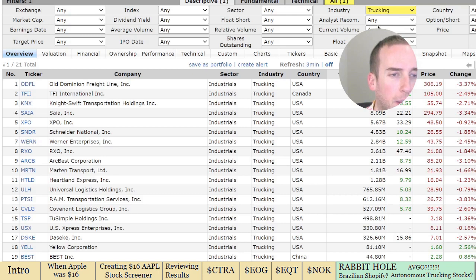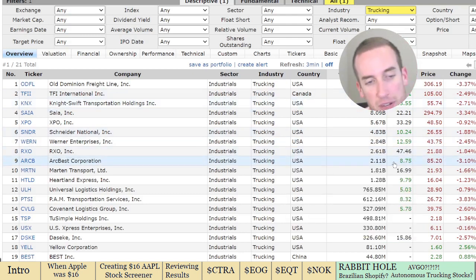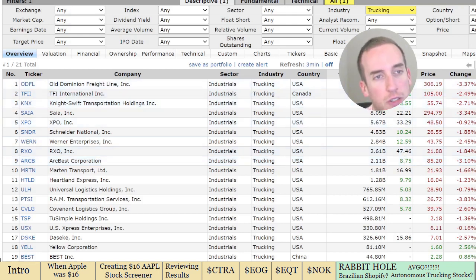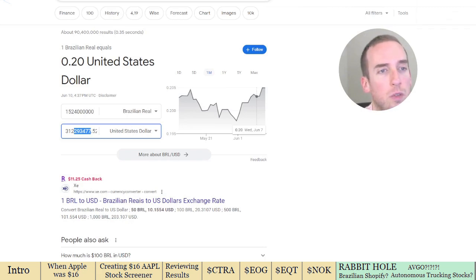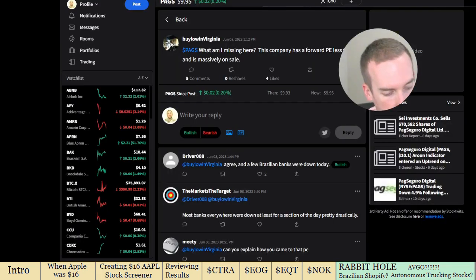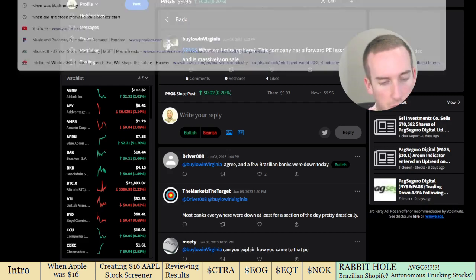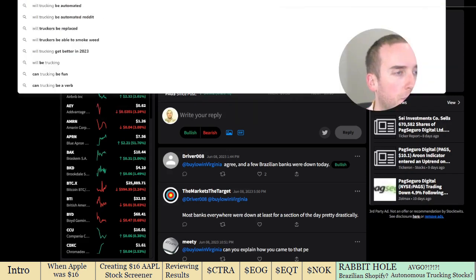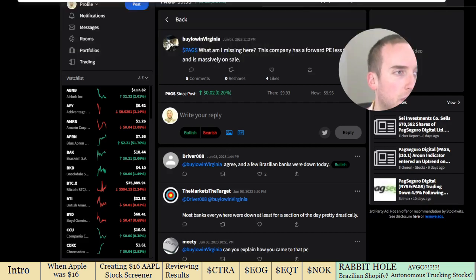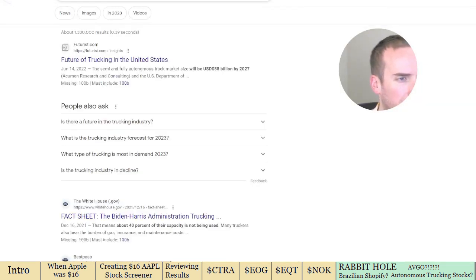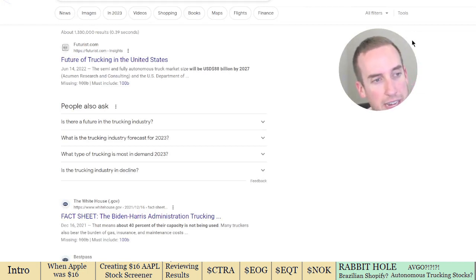So in terms of trucking, I mean, ARCB has a price to earnings of 8.75. So I don't know. I just don't know. Will trucking become a $100 billion industry? Let's just Google it. The semi-fully autonomous truck market size will be 88 billion by 2027. Okay, so who is doing autonomous trucking?